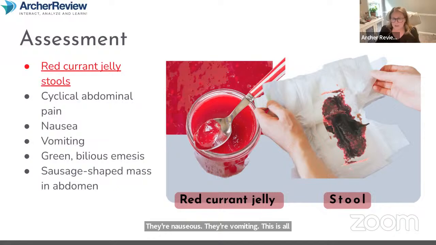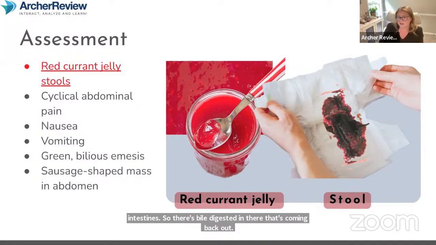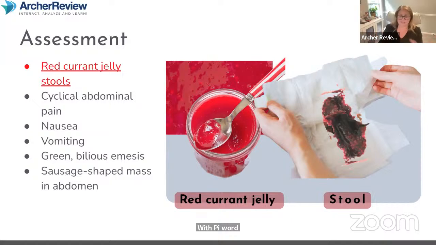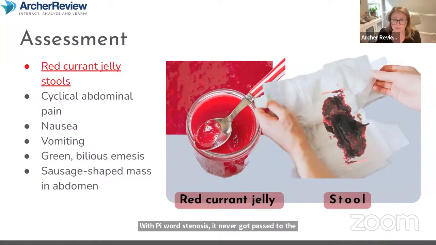So that vomit, now it is a green bilious mess because that food has made it past the belly into the intestines. So there's bile digested in there that's coming back out. With pyloric stenosis, it never got past the stomach. So it was non-bilious. It was just straight up that formula or that breast milk.